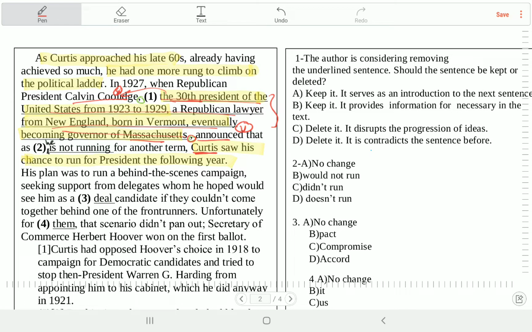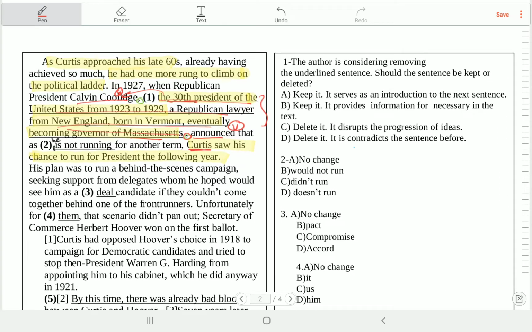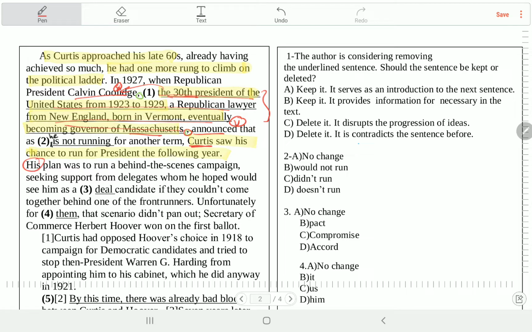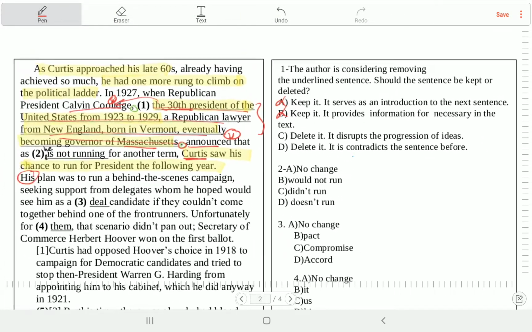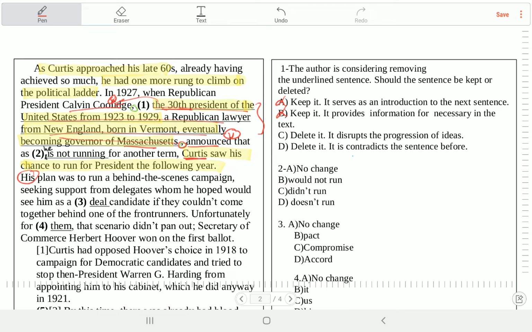Let's read the choices. A, keep it, it serves as an introduction to the next sentence. Let's read the next sentence. His plan, so that's Curtis' plan, was to run a behind-the-scenes campaign. So it's about the president-to-be, not about Coolidge. So let's delete this one. B, keep it, it provides necessary information in the text. I think that part again is not important. C, delete, it disrupts the progression of ideas, or D, delete, it contradicts the sentence before. Did it contradict the sentence before? Definitely not. A contradiction means just the opposite of what was mentioned. No, definitely it's not D. So it's definitely C, sorry.